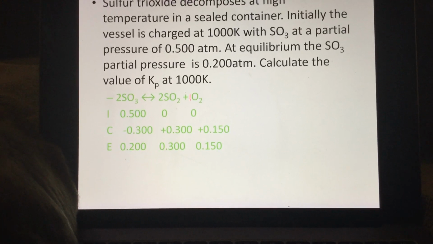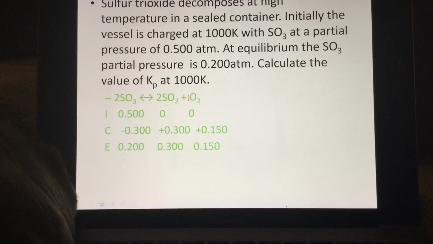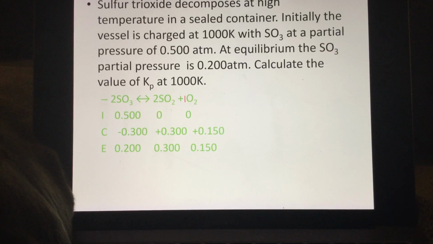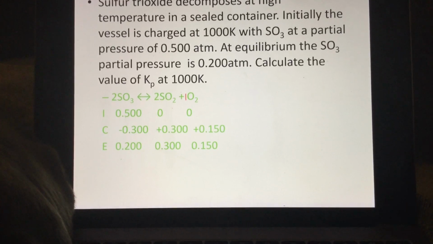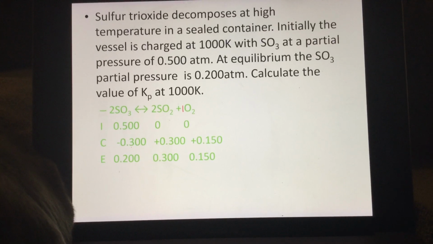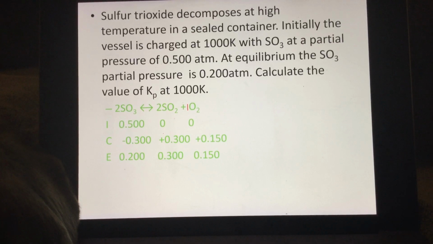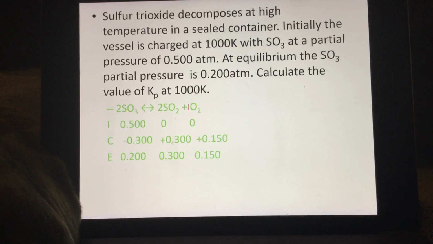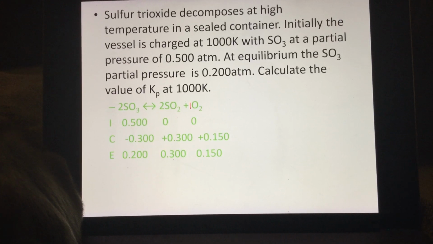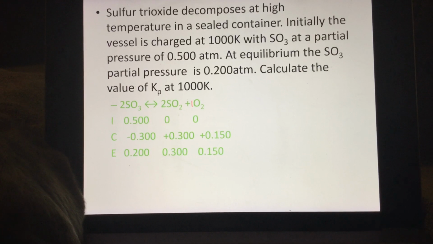And again, we can fill that change out because of what it said up in the problem, that the equilibrium pressure of the sulfur trioxide, once it comes to equilibrium, is 0.2. So that's how we came up with the fact that the SO3's pressure decreased by 0.3 atmospheres. And so then if the SO2 increased by 0.3 and it was originally 0, that means at equilibrium its pressure is going to be 0.3, and then the oxygen's is going to be 0.15.